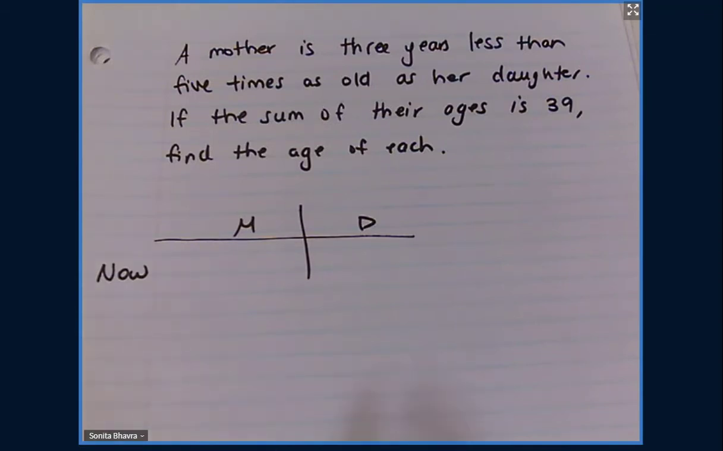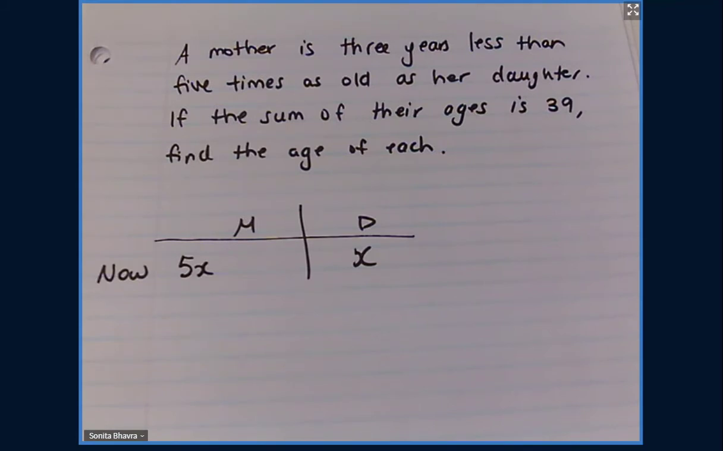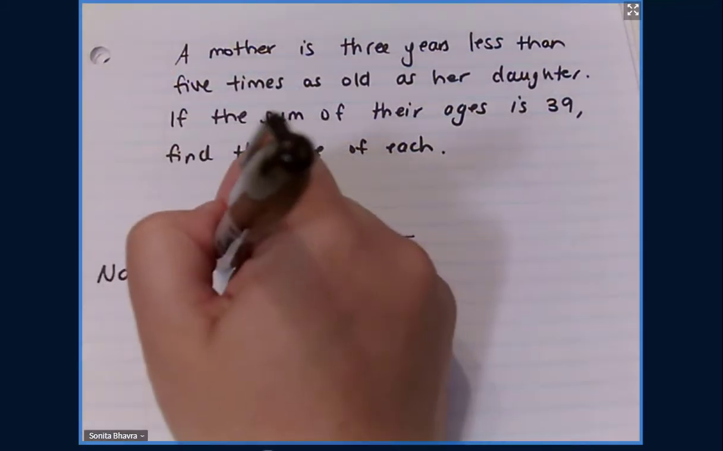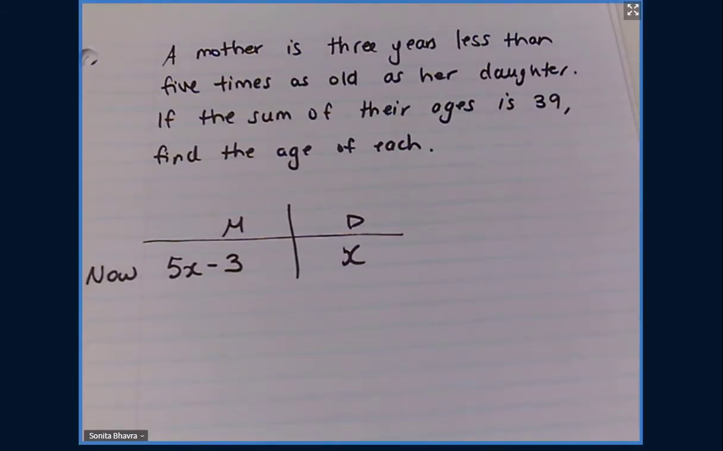So we're going to call the daughter X, and then the mother is 3 years less than 5 times as old as their daughter. So 5 times, so 5x, and then 3 years less, so minus 3. Okay, so I think that's all we have here. Next, we just have that the sum of their ages is 39, so we'll add up the two expressions together, and make it equal to 39.